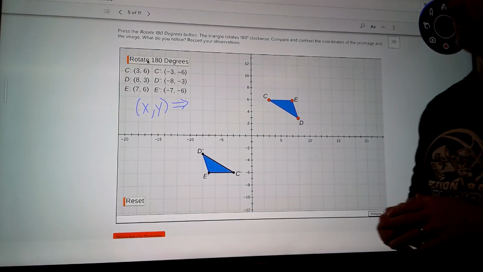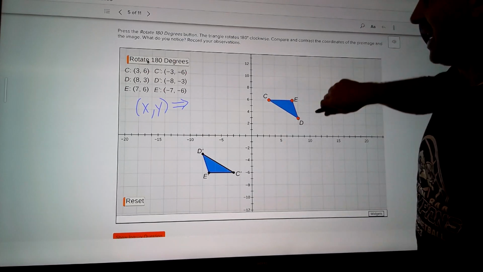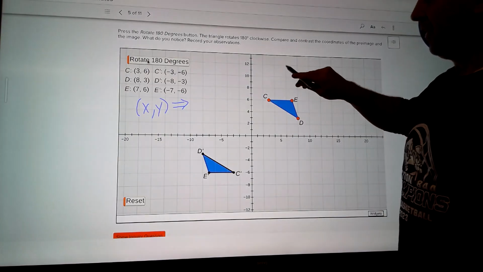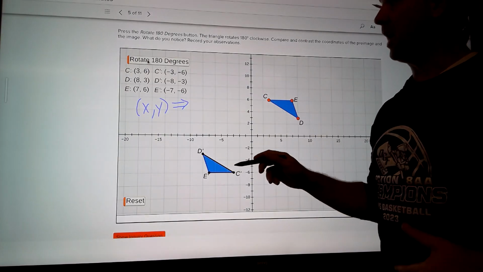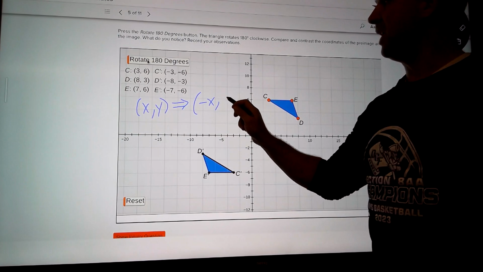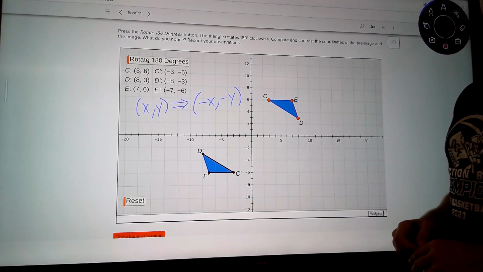Everything became the opposite. I mean the exact opposite of everything. So these were all positive numbers. These numbers are now all negative. So everything becomes the opposite. So it's simply the opposite of x and the opposite of y. Let's see if that's true for all of them.